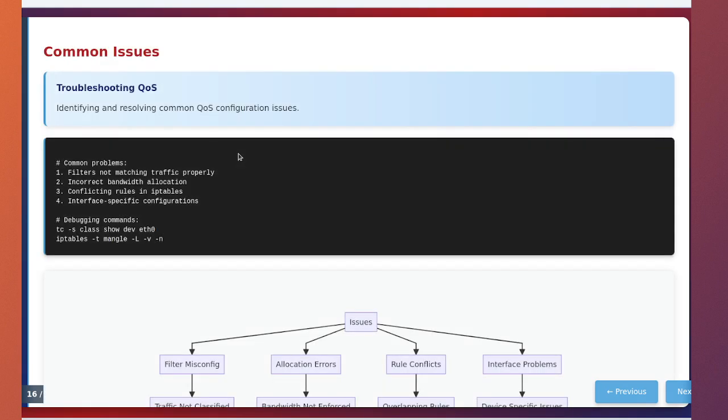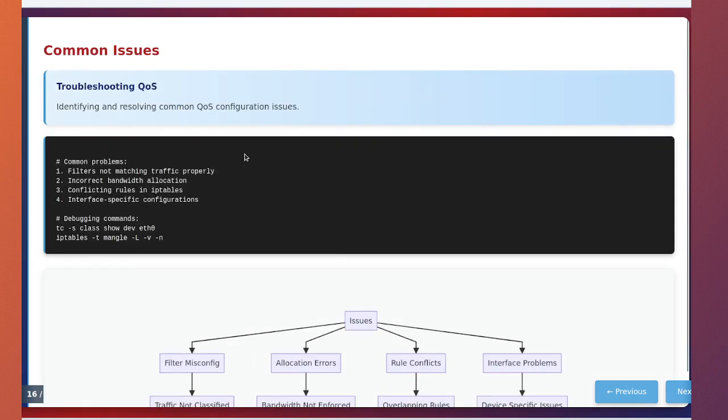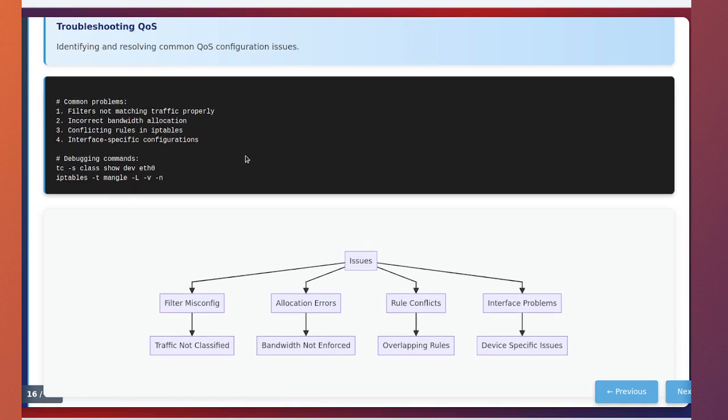Common issues and solutions. One common issue is misconfigured filters that do not properly classify traffic. This can result in all traffic going to the default class, defeating the purpose of QoS. Another issue is incorrect bandwidth allocation. Specifically, setting too low values for high-priority classes may cause service degradation. Always validate your configurations and monitor performance after implementation.